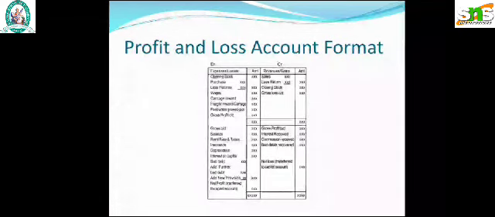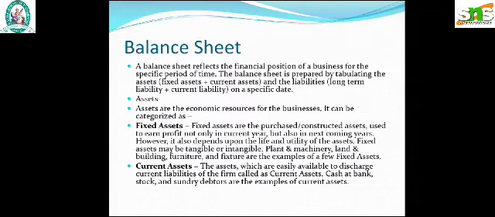This is the format of profit and loss account. First one is salaries, rent, rates, insurance, depreciation, interest on capital, bad debts. These all come from the debit side. Then the credit side: interest received, commission received, bad debts recovered. These all come to the credit side. This is the format of profit and loss account.